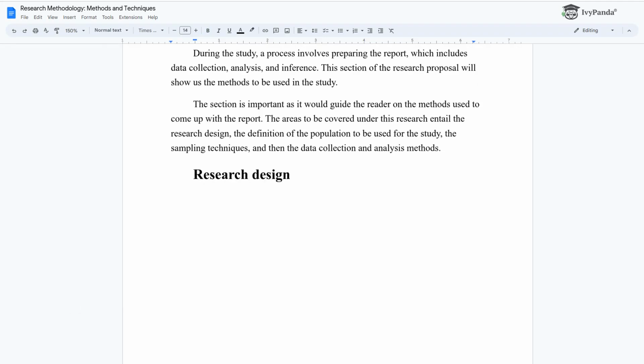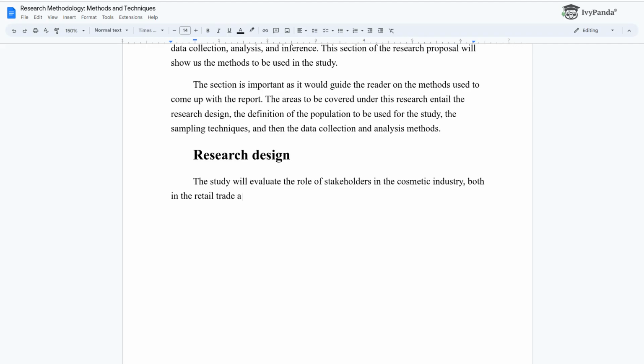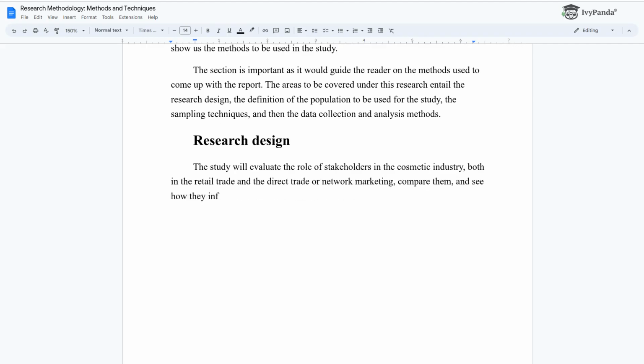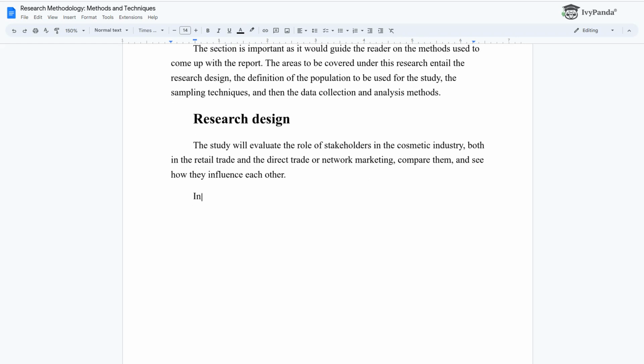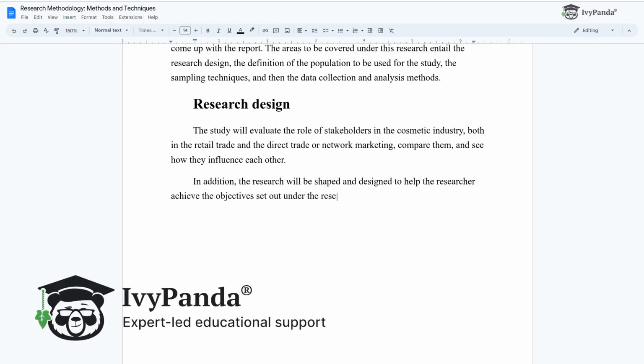Research design. The study will evaluate the role of stakeholders in the cosmetic industry, both in the retail trade and the direct trade or network marketing, compare them, and see how they influence each other. In addition, the research will be shaped and designed to help the researcher achieve the objectives set out under the research objectives.